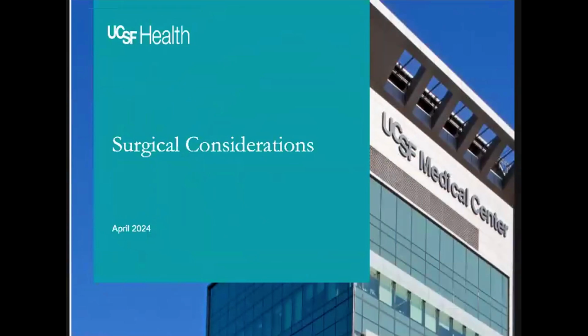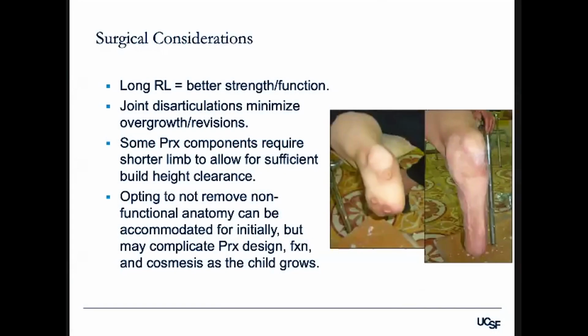So, some surgical considerations. And again, Dr. Mayer did a really great job of giving an overview on this, and I agree that the goal is really limb optimization. As prosthetists, our goal, always in working with the surgeon, is to balance the surgical priorities with the prosthetic goals of the family to provide the best possible outcome.